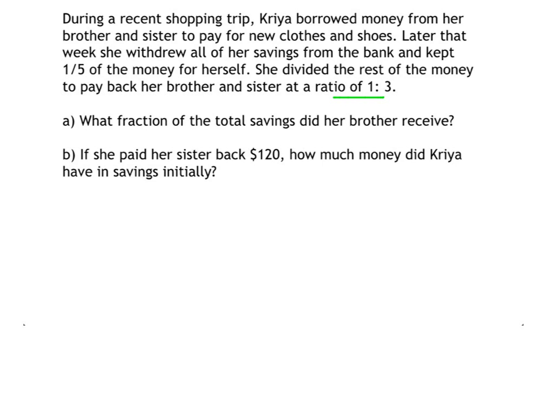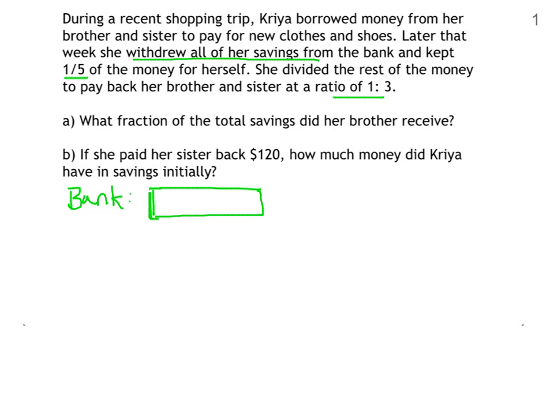All right, so let's start with the situation where Kriya borrowed money, but she withdrew her savings from the bank and kept 1/5 of it. So I think we actually have to think about all of Kriya's savings. I'm going to put that right here. So in the bank originally, let's just label this bank, Kriya had a chunk of money. And I'm just going to draw this bar to represent the chunk. We'll use green because the color of money.